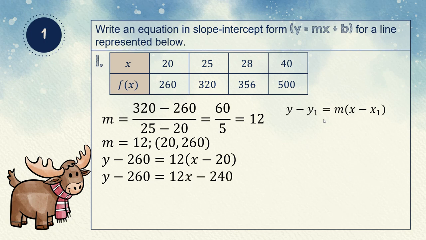Distribute the 12 on the right-hand side. That gives us 12x minus 240. And then add 260 to both sides. We get y equals 12x plus 20.